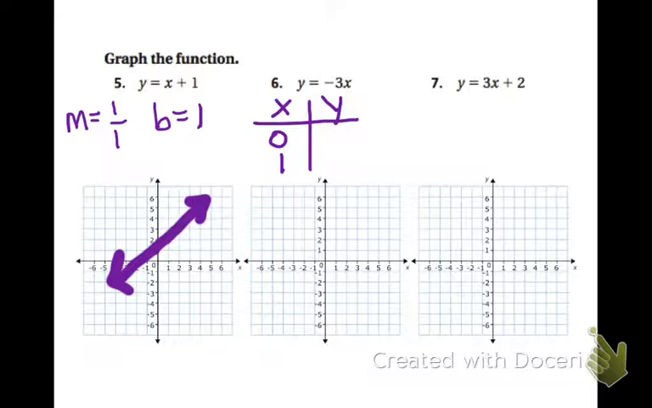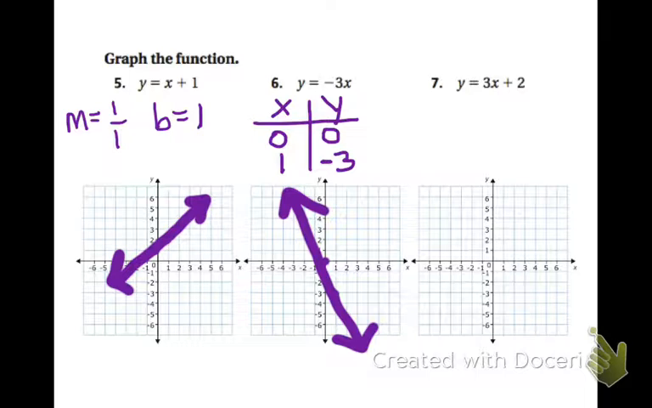If x is 0, 0 times negative 3 is 0. If x is 1, negative 3 times 1 is negative 3. So in this case, we want to graph 2 points and then draw the line. So we would graph the origin, and we would go 1 and then all the way down to negative 3, and then we would draw a straight line. Again, using a straight edge or ruler would be the best.